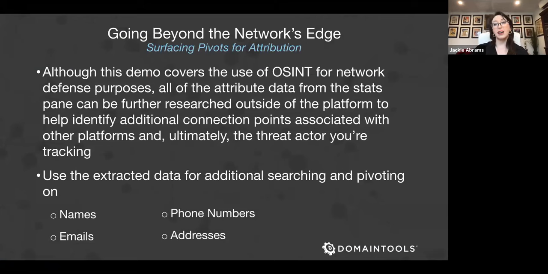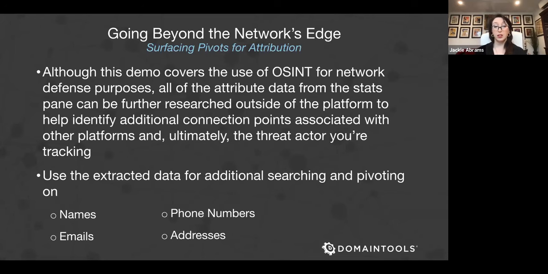Now, we talked a lot about how to use this for network defense. But you can go beyond just network defense. You can surface pivots for attribution. This demo covers OSINT for the network defense use case, but all of the data from the stats pane, especially those indicators like names, emails, phone numbers, or addresses, can be used for research outside of the platform as well.